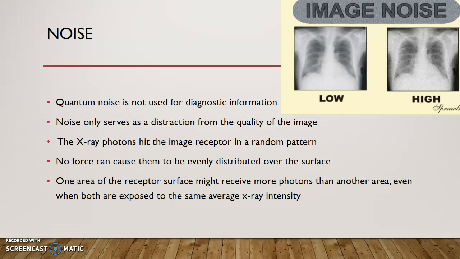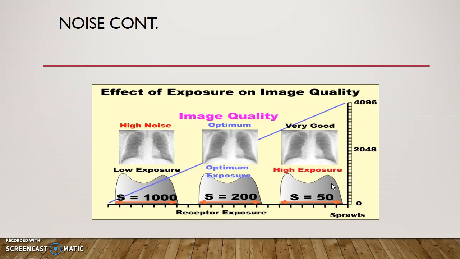Noise. Quantum noise is not used for diagnostic information. Noise only serves as a distraction from the quality of the image. The X-ray photons that hit the image receptor do so in a random pattern, so they are not evenly distributed over the surface. One area of the receptor surface might receive more photons than another area, even when both are exposed to the same X-ray intensity. Here are some examples of different levels of noise.